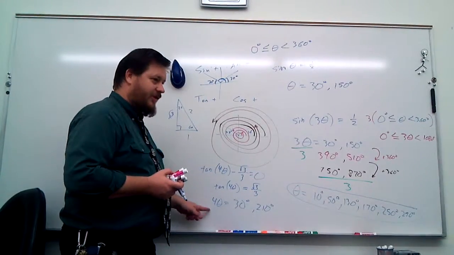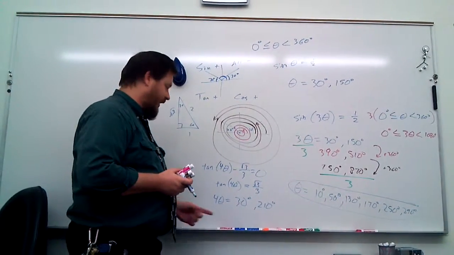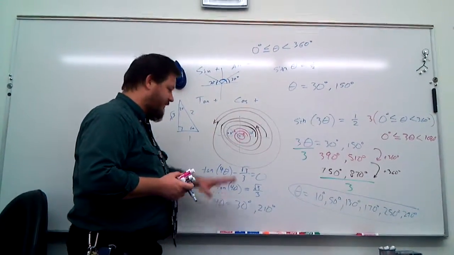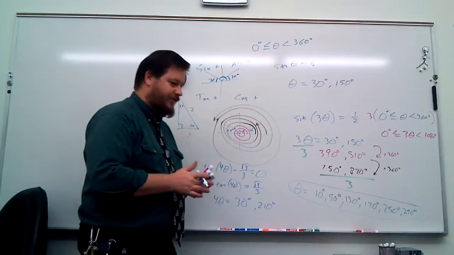And then that'll tell you the 8 possible answers that 4 theta could equal, and you have to divide all of them by 4 to get your answer for theta.